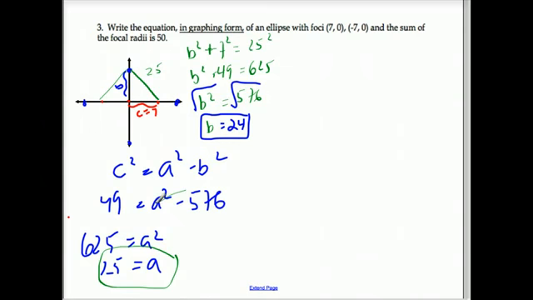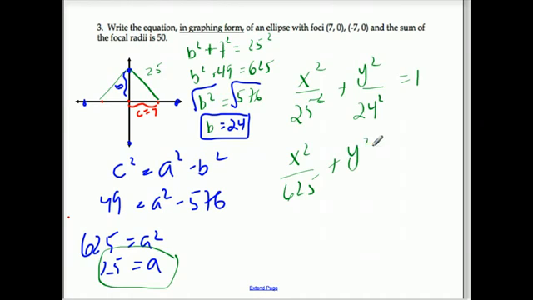So to finish writing the equation, we're going to use x minus 0 squared, which is just x squared, over a squared, which is 25 squared, plus y minus 0, which is just y squared, over b squared, which is 24 squared, equals 1. So that simplifies to x squared over 625 plus y squared over 576 equals 1. And that is the final result.